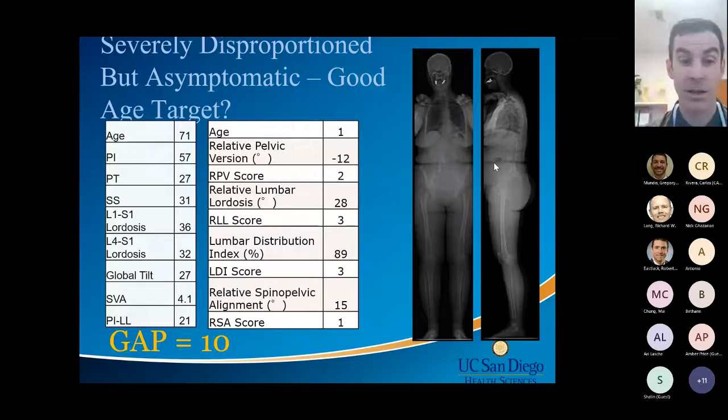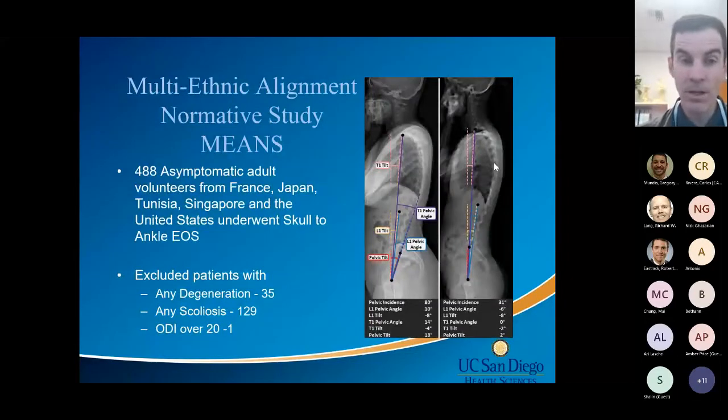This is a surgery that's done all the time in this country. And to have the experts and thought leaders in the field debating about this constantly is a huge problem. We need to figure it out and agree and treat people properly. So that led me to the multi-ethnic alignment normative study, which was people from 5 countries who are asymptomatic.